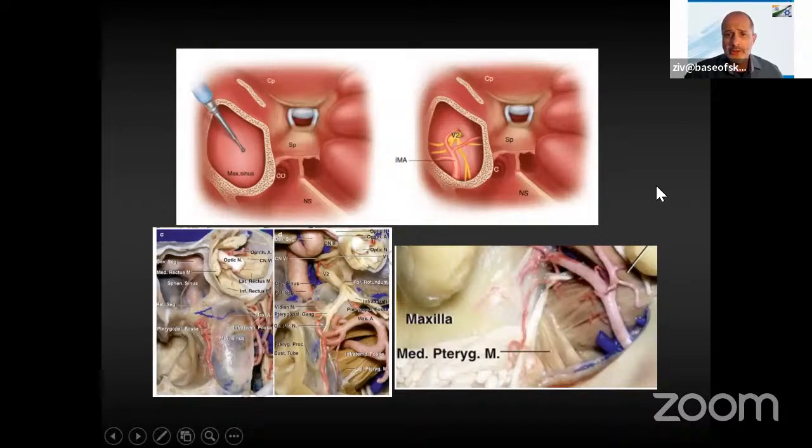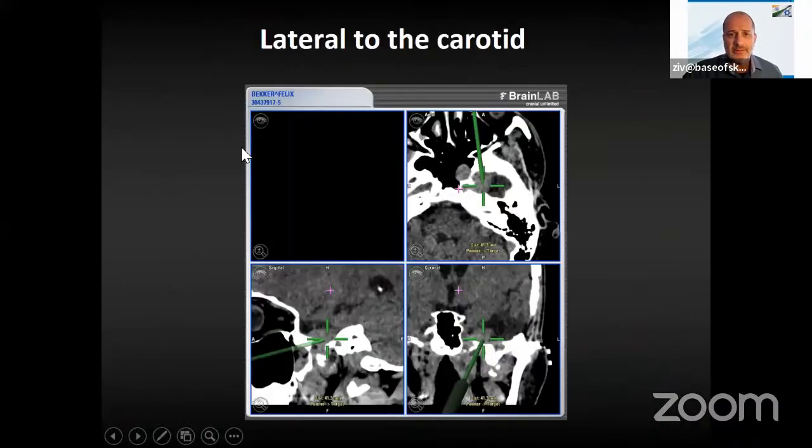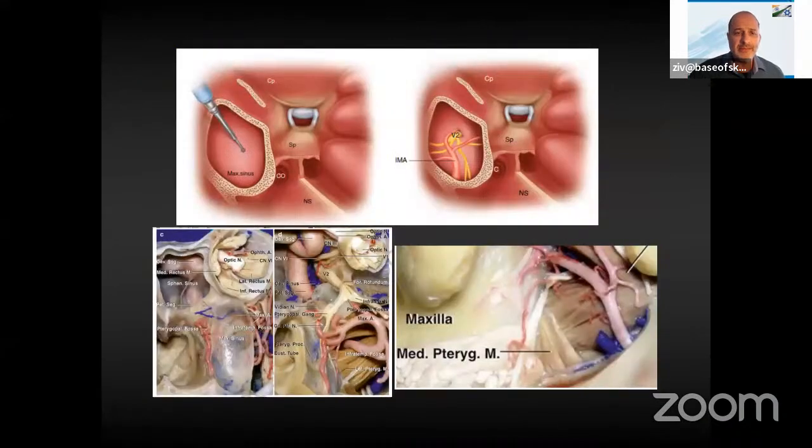The superior corridor involves the exposure of the maxillary sinus through a Denker's approach, as I showed you before, which is again removal of the anterior wall of the maxillary sinus. And then the posterior wall of the maxillary sinus is removed either with a drill or with a Kerrison, as I showed you before, and then exposing the internal maxillary artery.